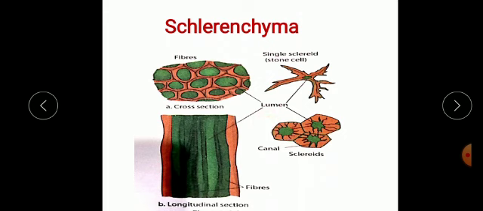The sclerenchyma cells are of two types, fibers and sclerites. Fibers are elongated with pointed ends. For example, fibers present in cotton and jute fibers. Sclerites are small, oval or irregular in shape. They have thick lignified walls. For example, they are found in seed coat and pulp of fruits.